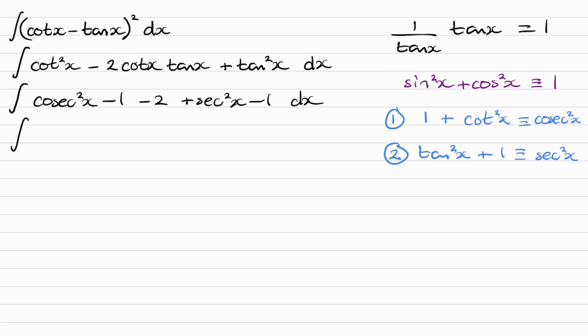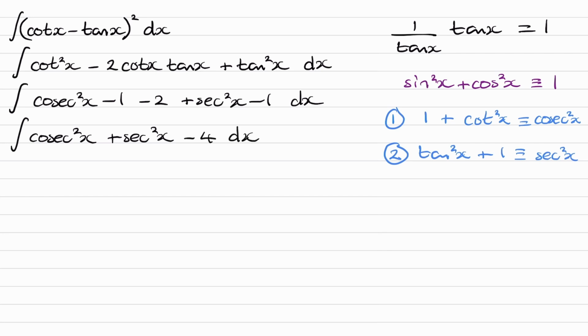So the reason we did that is because we can integrate cosec squared x, we can integrate sec squared x, but we can't integrate cot squared x or tan squared x as they are. Again, simplify this, so just tidy this up. Cosec squared x plus sec squared x, and then the minus 1, minus 2, minus 1 becomes minus 4. And now we can integrate.